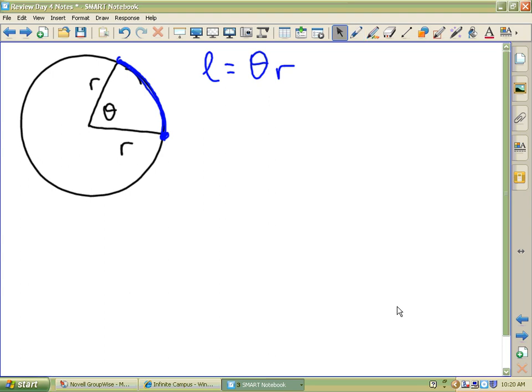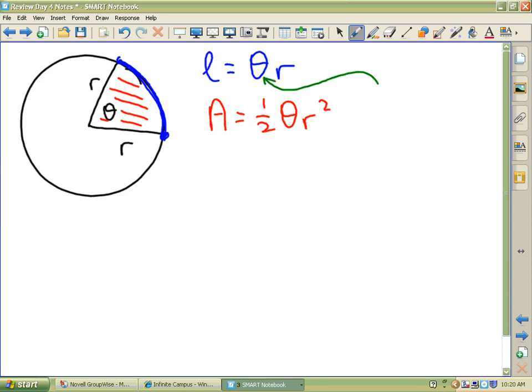And then you've got the area of a sector. The sector is the area inside the wedge, and the area of a sector is 1/2 theta r squared. There's a small stipulation that you may or may not remember. What's the deal with theta? Theta has to be in radians or the whole thing doesn't work.